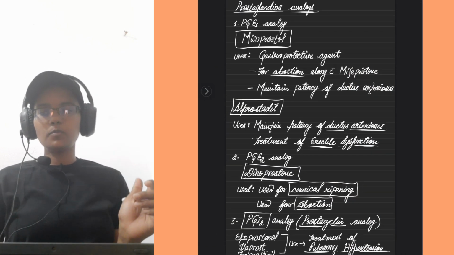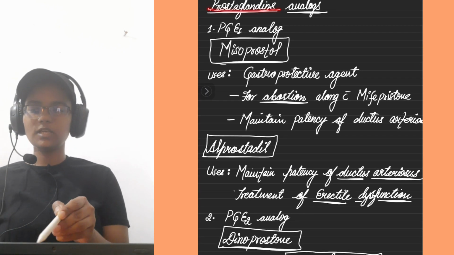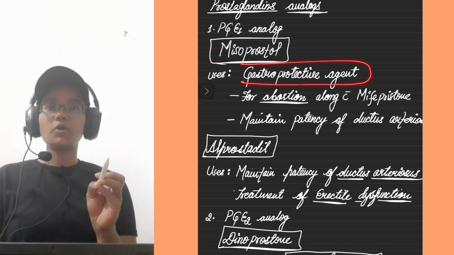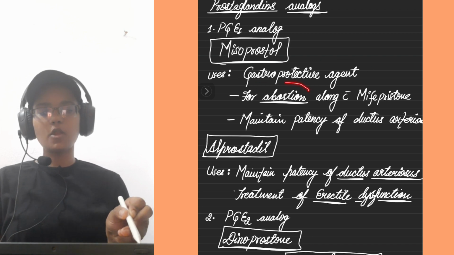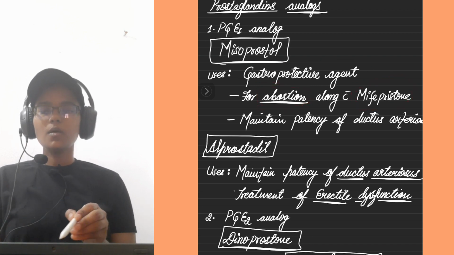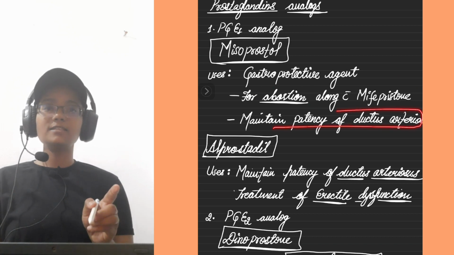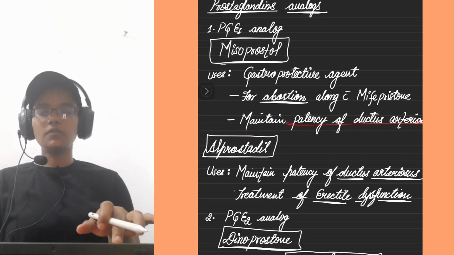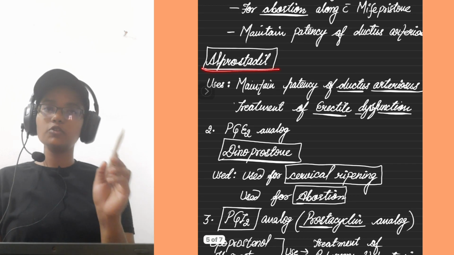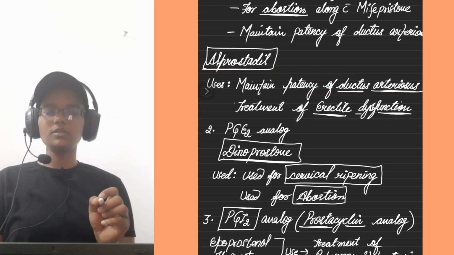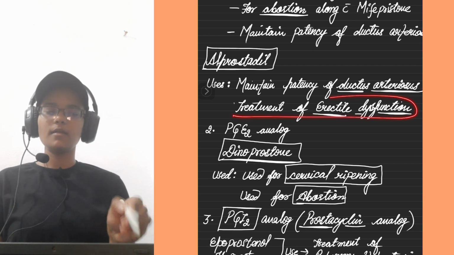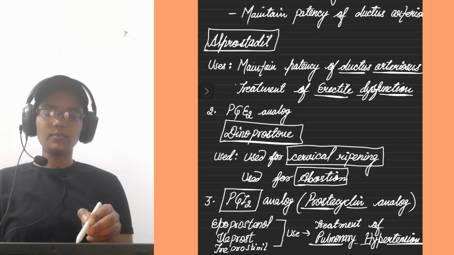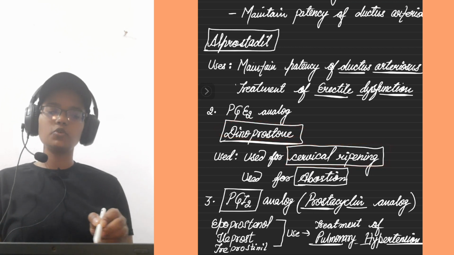Now I will talk about prostaglandin analogs. The PGE1 analog misoprostol acts as a gastroprotective agent and is also used for abortion along with mifepristone. They ask you this question: it maintains the patency of ductus arteriosus. Alprostadil also maintains the patency of ductus arteriosus and helps in treatment of erectile dysfunction. Now PGE2 analog dinoprostone is used for cervical ripening and also for abortion.